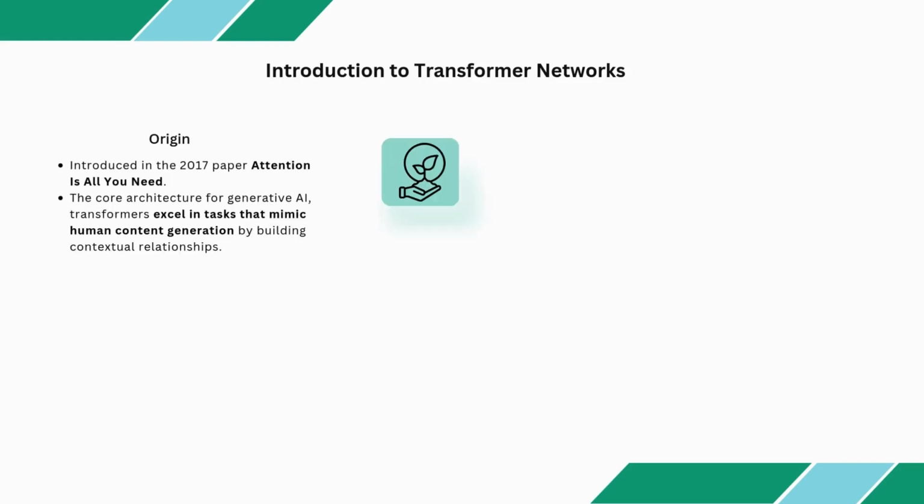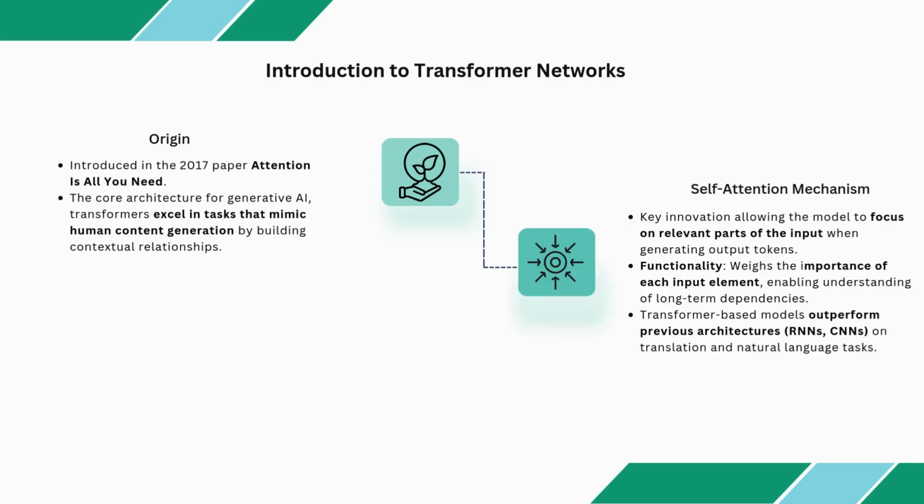So Transformer is something which was introduced in 2017 in a paper called Attention is All You Need, and this was done by Google's DeepMind. It formed the core architecture of generative AI. Transformers excel in tasks that mimic human content generation by building contextual relationships, which was not possible earlier. And this was made possible because of self-attention mechanism.